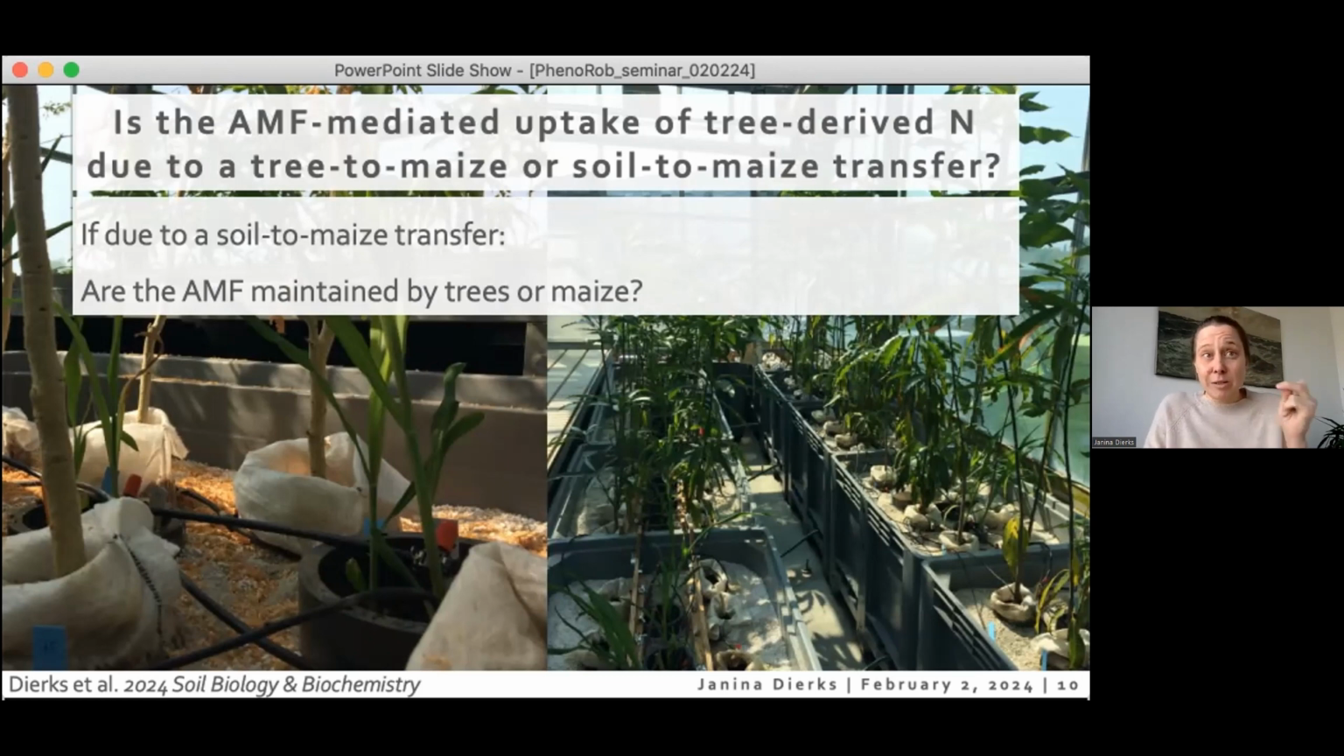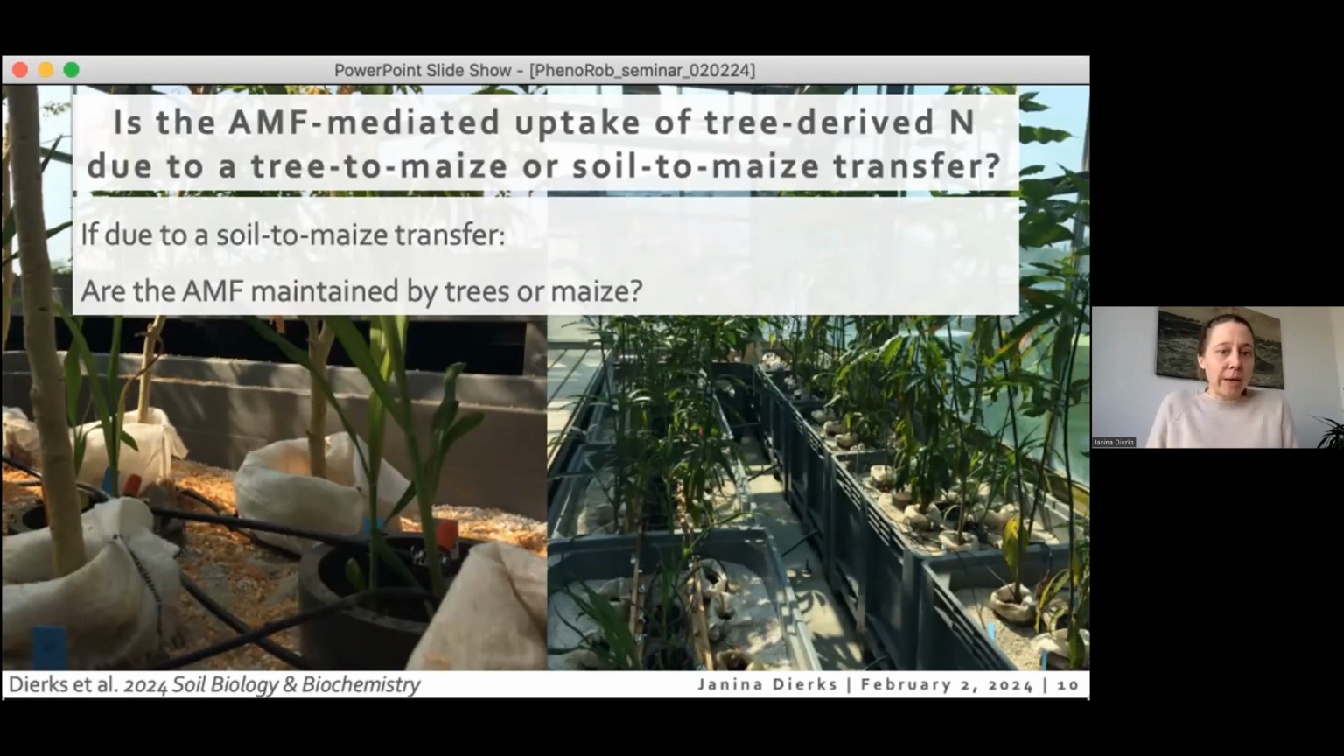I mentioned mycorrhizal fungi require plant carbohydrates, and so they do present a cost to the plant. And now the question is, do trees or maize seedlings cover the cost for these mycelia that allow a transfer of tree-derived nitrogen? So I conducted an isotope tracing experiment in the greenhouse.